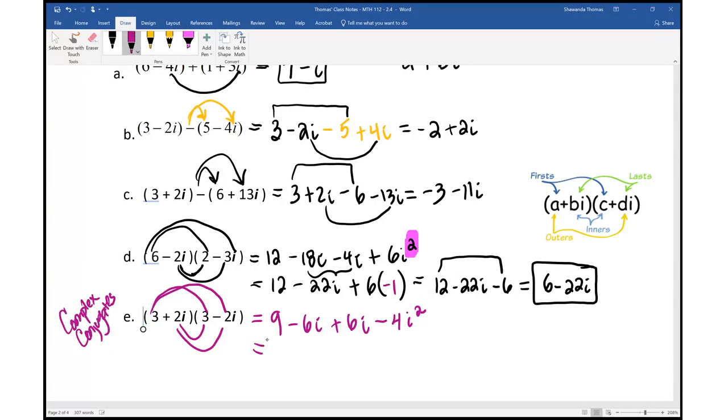So now notice that our middles cancel. We have 9 minus 4 times negative 1. We are replacing that i squared with negative 1. That's 9 plus 4, which equals 13. So what was so special? Well, we started with i's, but we didn't end with an i. Our answer will not contain an i if we are multiplying complex conjugates together.